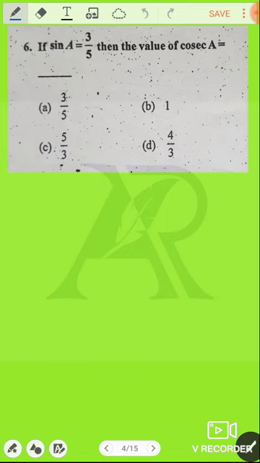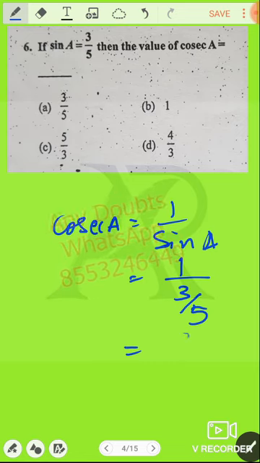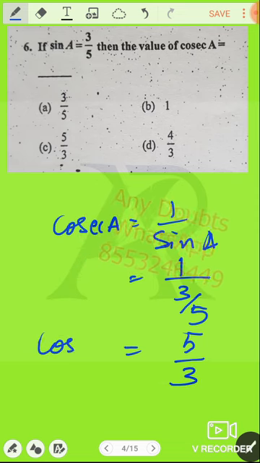If sin A equals 3 by 5, then the value of cosecant A equals dash. We know the trigonometric ratio, that is cosecant A is equal to 1 by sin A. We know the value of sin A, that is 3 by 5. I will just substitute that. 1 whole divided by 3 by 5. If you send 5 up, it will become 5 by 3. Therefore, the value of cosecant A will be 5 by 3.